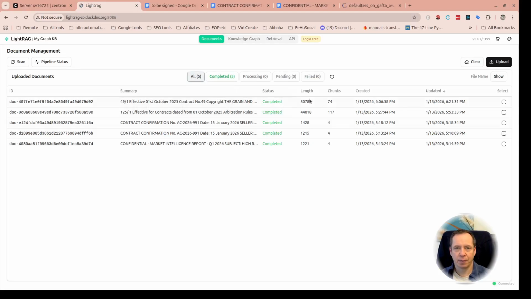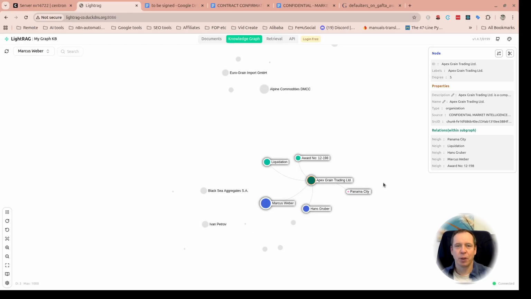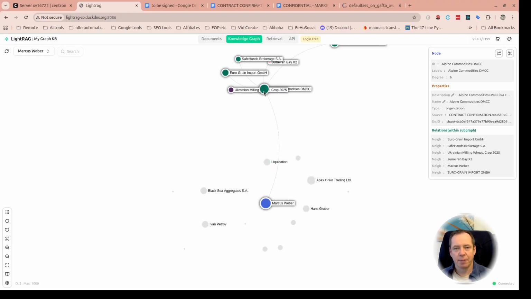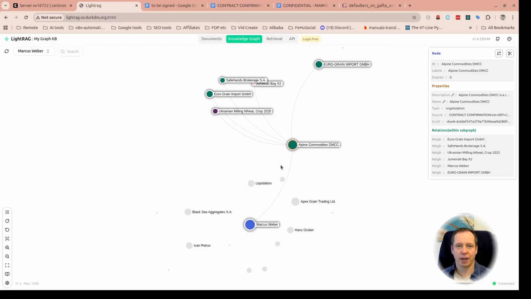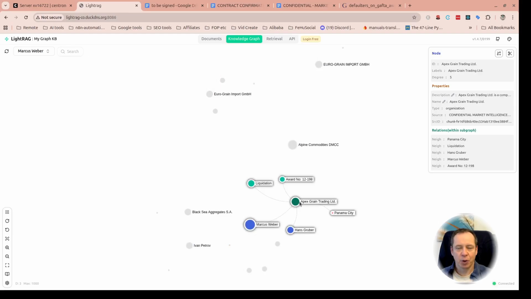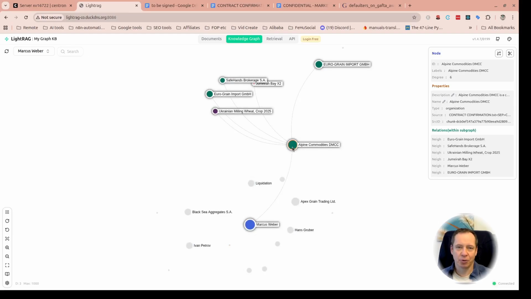Let's get technical. Why did LightRAG succeed here where a standard RAG pipeline would fail? Standard retrieval relies on semantic similarity. If I search for Alpine Commodities in a standard vector database, it looks for documents containing that company name. Since Alpine is a new company with no bad history, the search returns nothing. Standard RAG fails because it cannot see the relationship. It doesn't know that Alpine is connected to Marcus, and Marcus is connected to Apex inside your confidential documents.